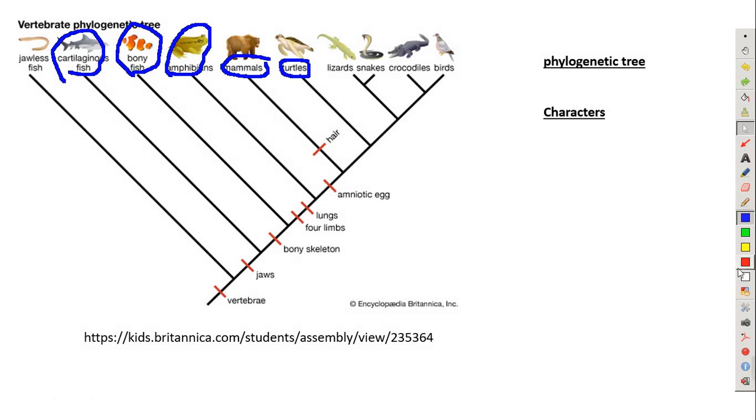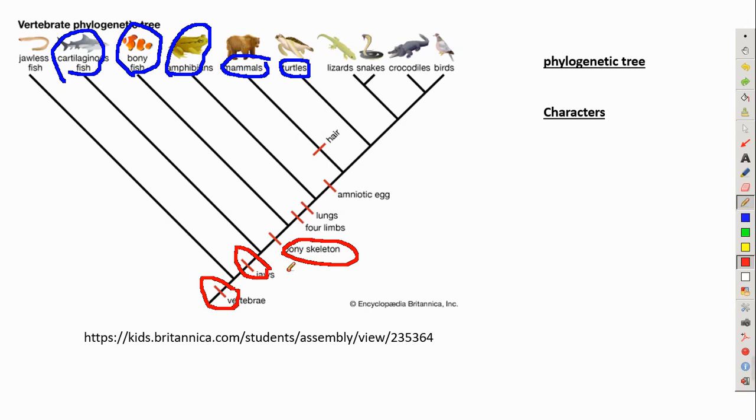The characters can be seen here. So do they have vertebrae, do they have jaws, etc. Do the species have bony skeletons? What is very important to understand is that a phylogenetic tree simply states which species or which groups of species are more closely related than others.